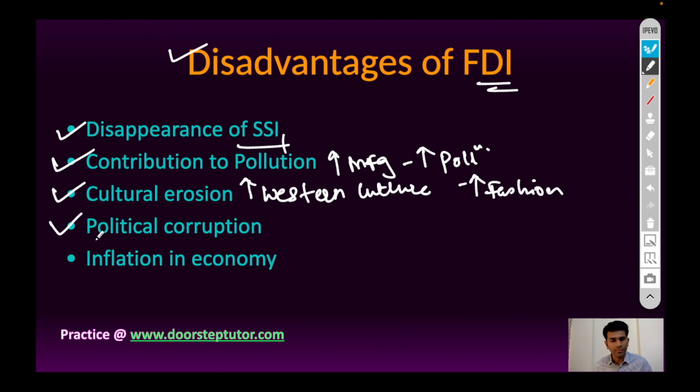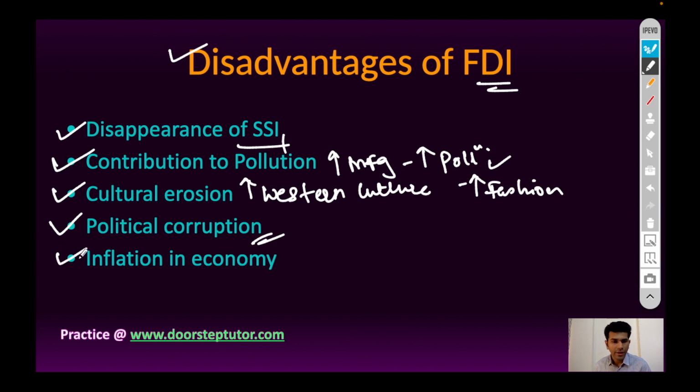Political corruption. Government has established certain rules to reduce pollution, but when foreign companies start their manufacturing units in India, it will create pollution, so they will violate the rules and regulations. So they will be indirectly indulging in political corruption.